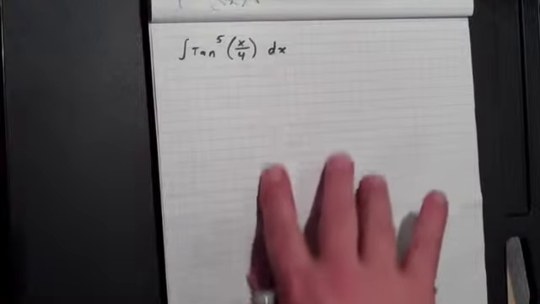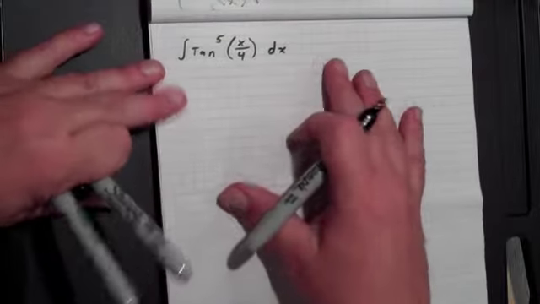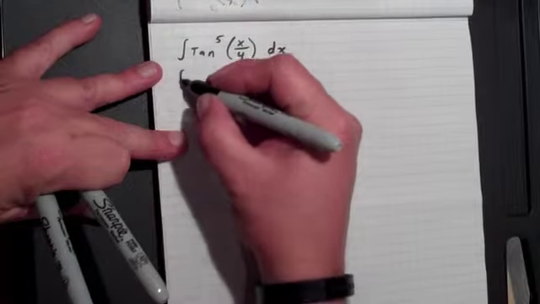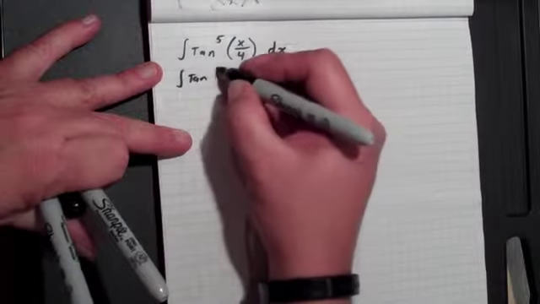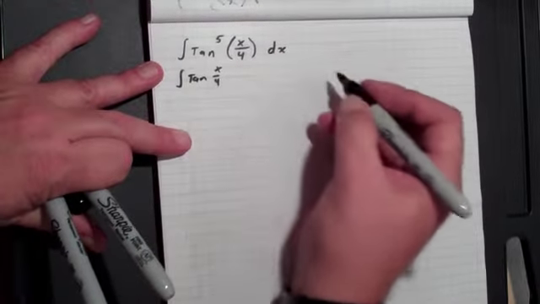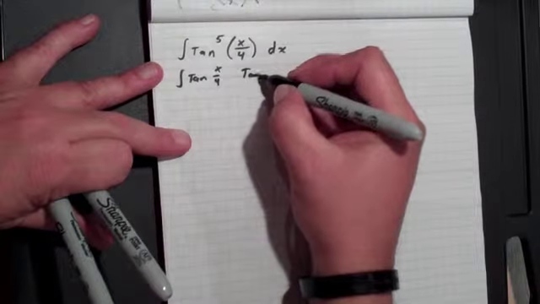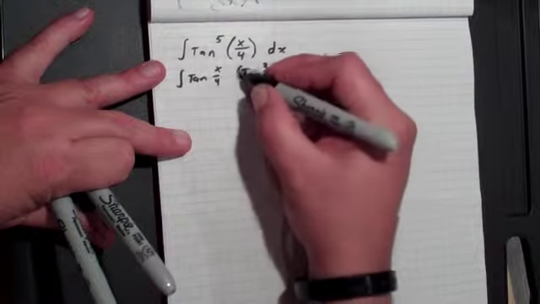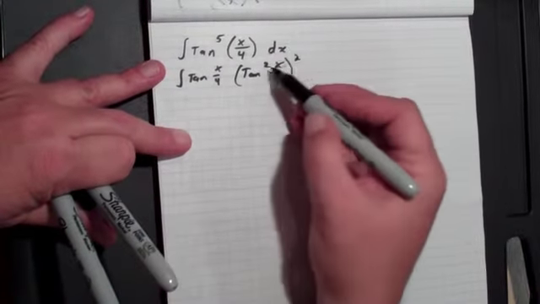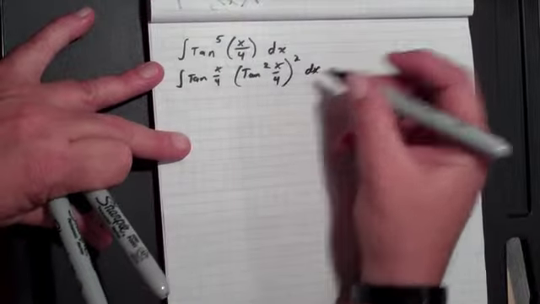It's not too bad. You have a tangent to the fifth. What I would do is save one tangent, tangent of x over 4. We probably should change everything to u's to make it easier here in a minute. That would be tangent squared of x over 4 squared. So it's tangent to the fourth times tangent, which makes tangent to the fifth.